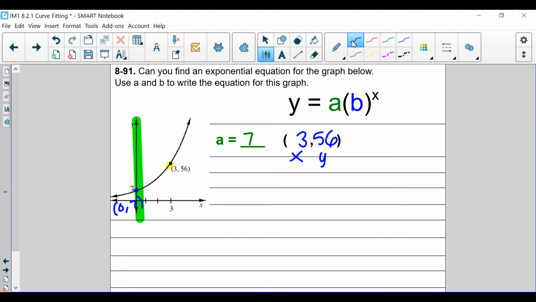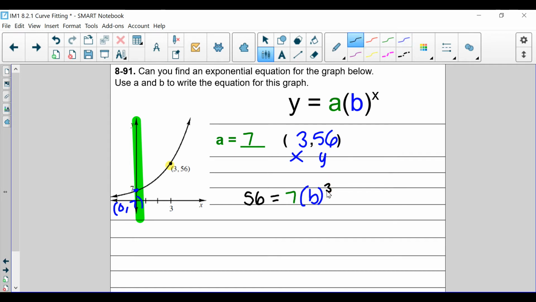So for y being 56, we're going to write 56 here. How did I know y was 56? Because that's one of the points they gave us. Then we write a, which is 7. That's from here. Then we write down our b value, which we don't know, but we have our x value, which is 3, so we raise it to the third power.